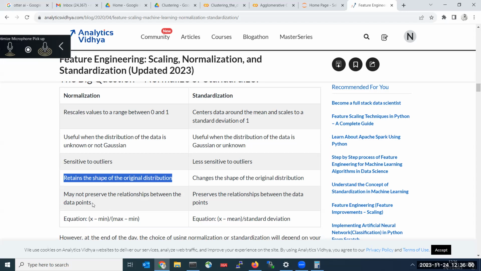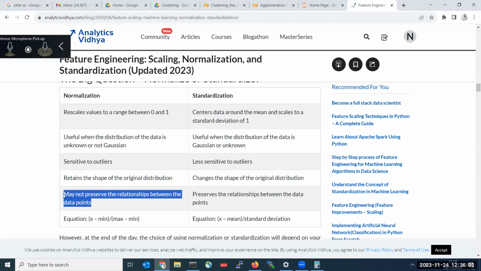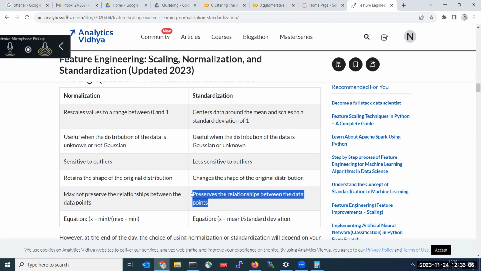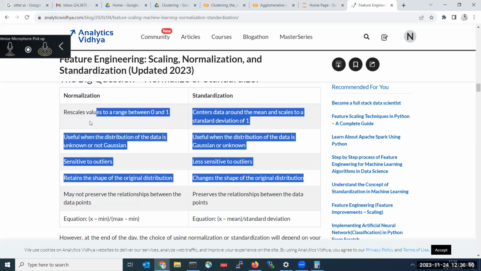Standardization may not preserve the relationship between the data points, while normalization will preserve the relationship between the data points. At least you should be in a position to explain these 4 points. It's better to remember each and every point. Why? Because this is one of the major interview questions. Everyone will get it: what is the difference between normalization and standardization? If you prepare now, then you can easily explain these things.